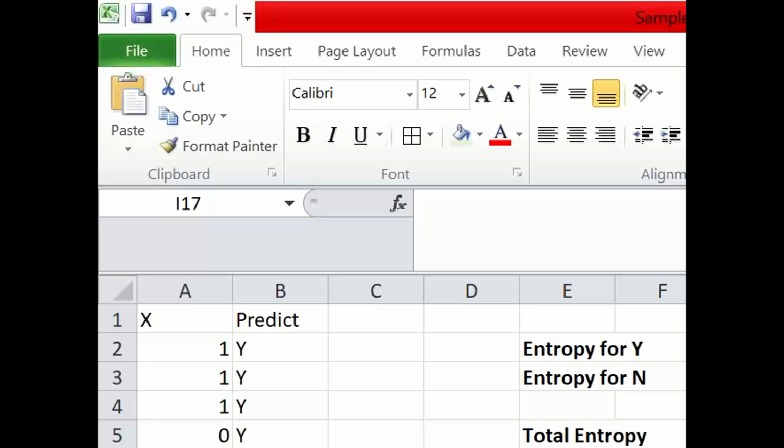Calculate the P, calculate the Q, then put it into the formula: minus P into log 2 of P minus Q into log 2 of Q, right? That way you will be able to put it into the formula very easily. Okay. Please try it out and let me know.